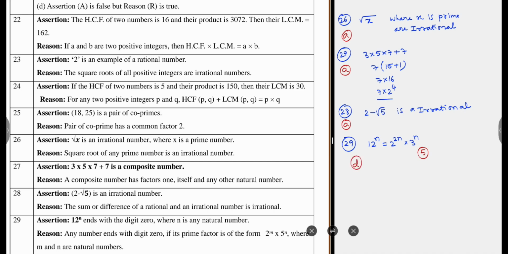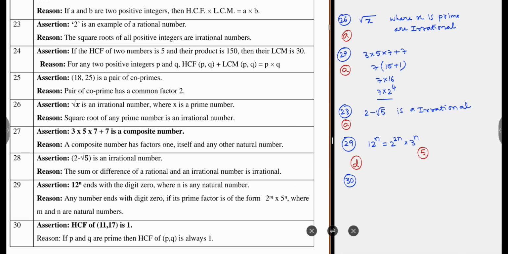Question number 29 done. Now question number 30. The HCF of 11 and 17 is 1. True, because they are prime numbers. They do not have any other common factor, 11 and 17. So HCF is 1 only. If P comma Q are prime numbers, then HCF of P comma Q is always 1. True. Assertion is true, reason is true, and reason is the correct explanation of assertion.